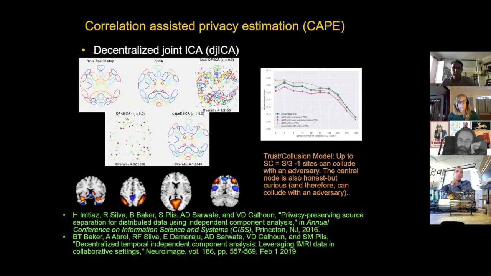And here's one that we have just developed. Again, it's not in the application yet, but the algorithm is working, which is a decentralized joint ICA, which is also differentially private.